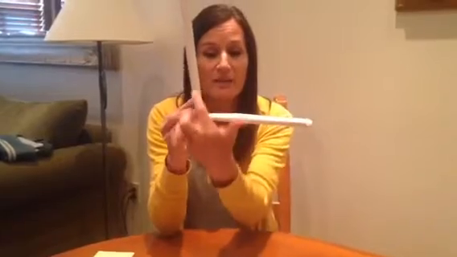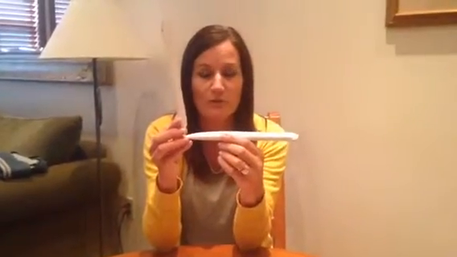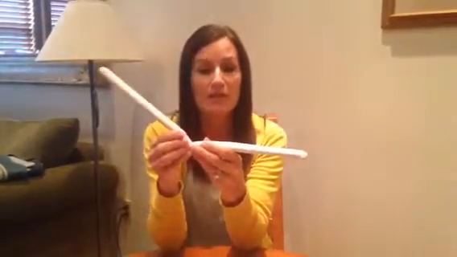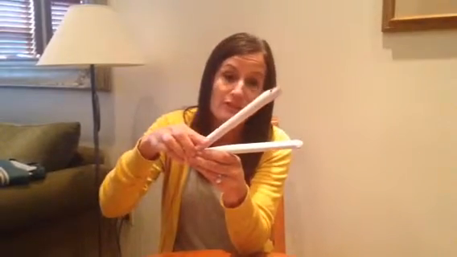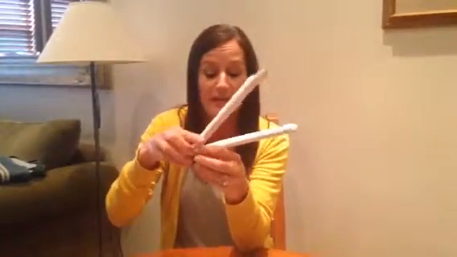Remember, the right angle makes a perfect corner, just like the corner of our paper. If it's bigger, then we call it greater than a right angle. And if it's closer or smaller, then we call it less than a right angle.